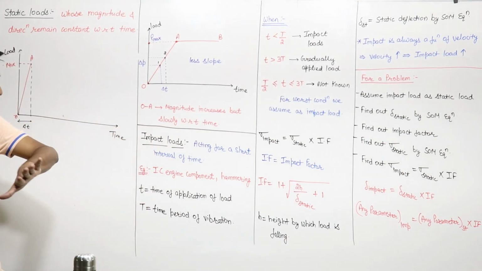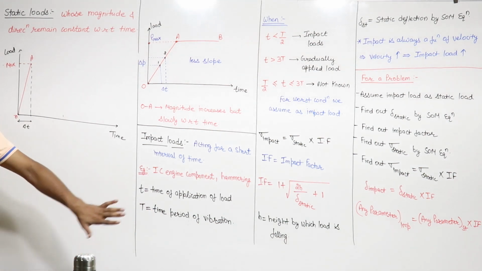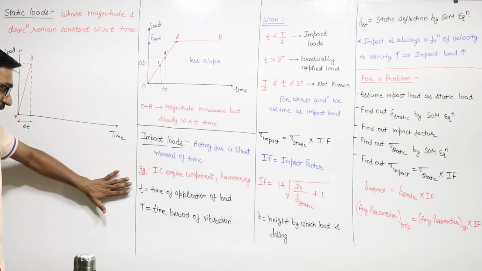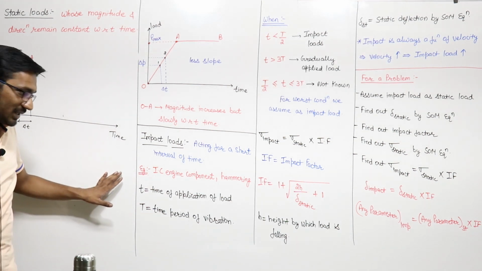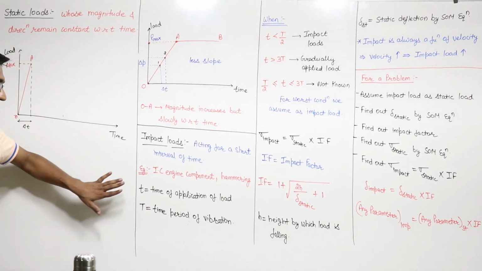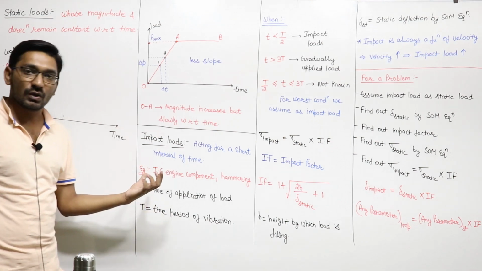Suppose I am applying load on this board in this direction. The magnitude of this load varies from 0 to maximum in no time, you can say. So this type of load, which acts for a short interval of time, is known as impact load.